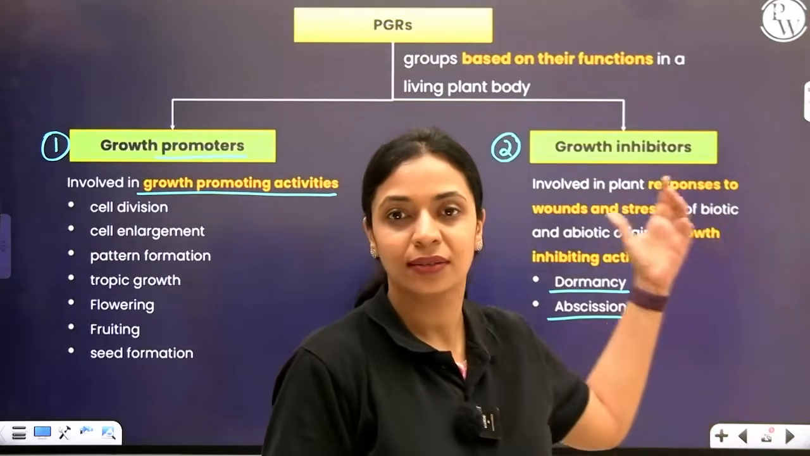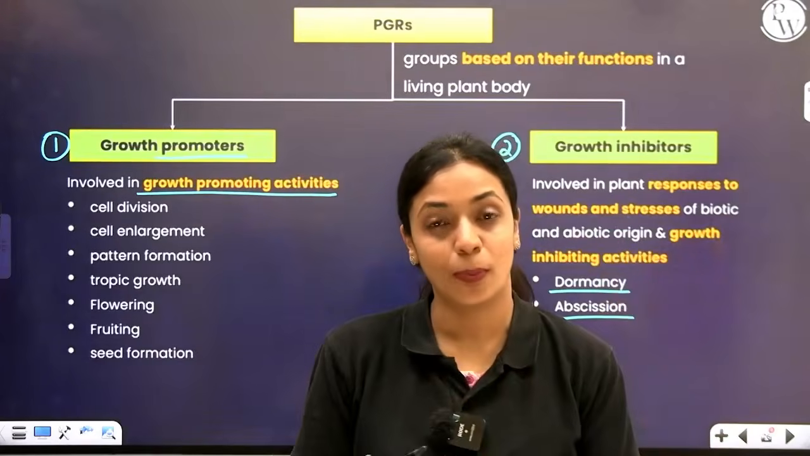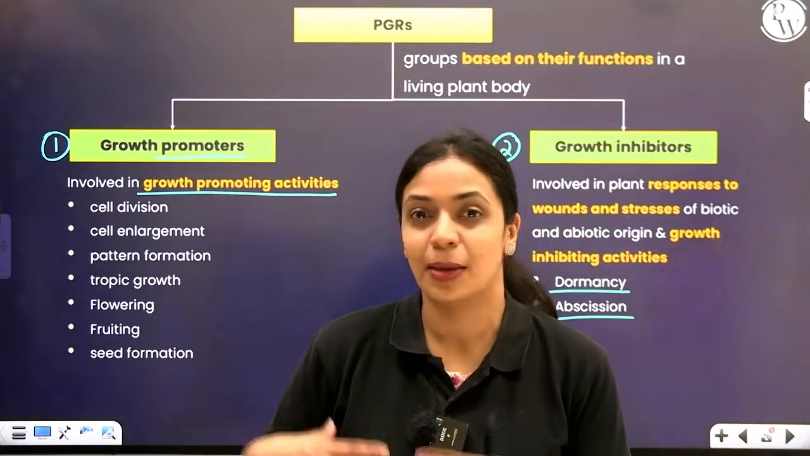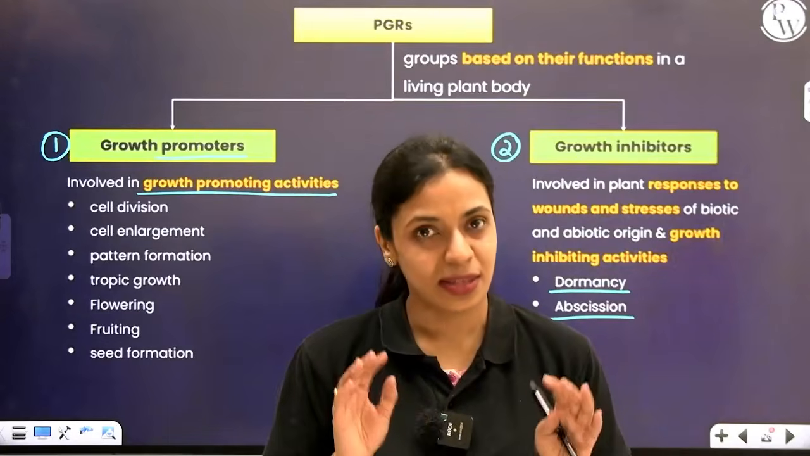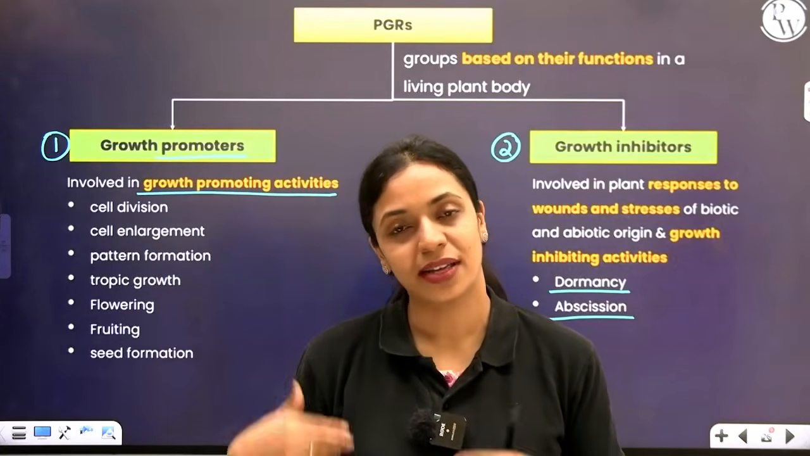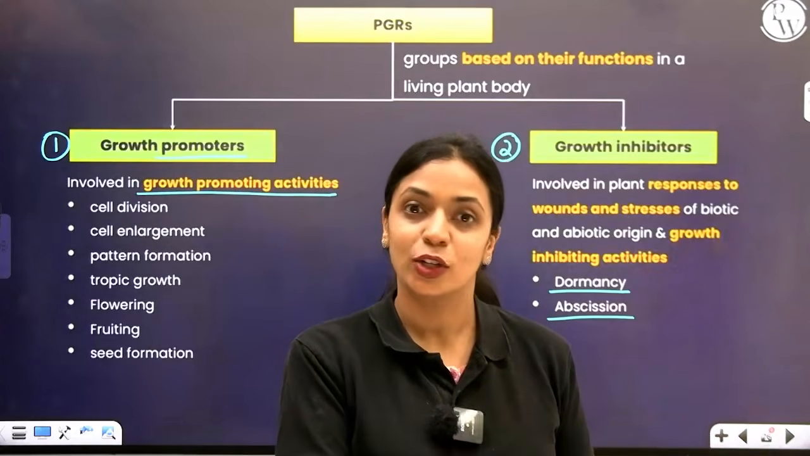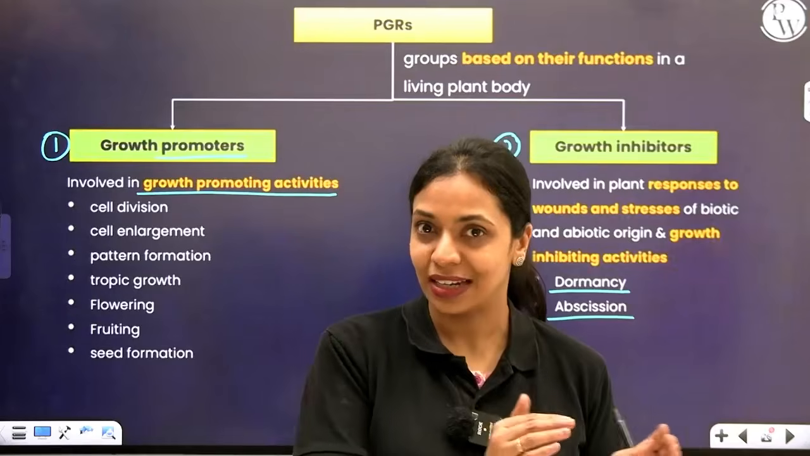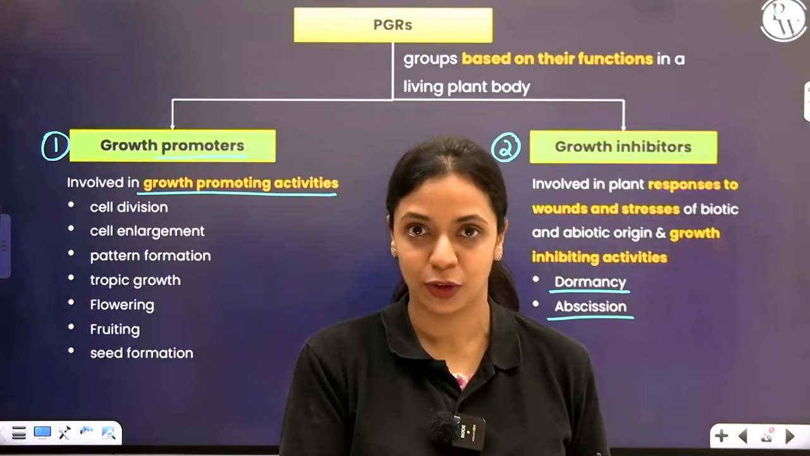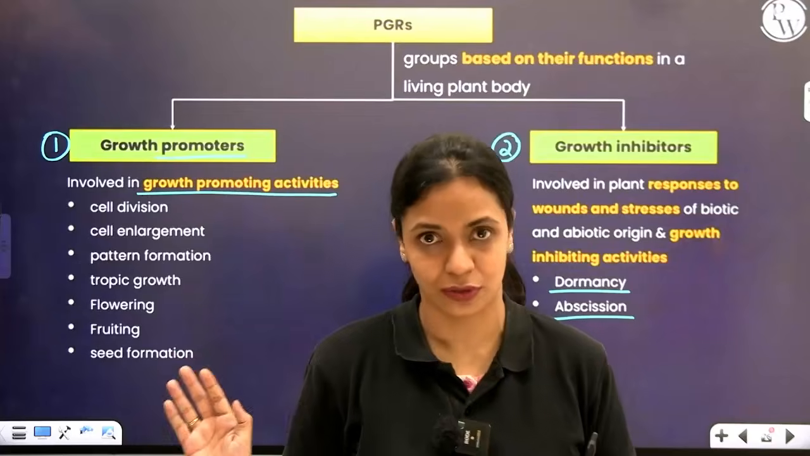That is when these growth inhibitors function. They are the good guys only. Just like your parent has a side where they pamper you a lot and another side where they're very protective of you, similarly there are plant regulators that promote growth and plant regulators that inhibit growth. Both of them are essential. Just because they are inhibiting something doesn't mean they are bad for the plant. They are inhibiting something because they know that it is not good for the future of the plant.